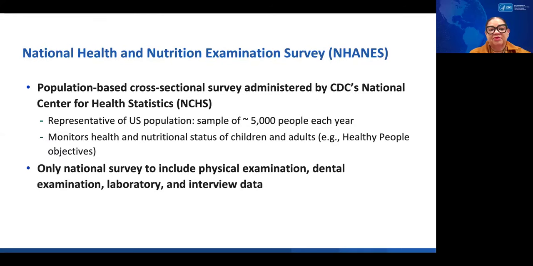Basically, NHANES is a population-based cross-sectional survey administered by CDC's National Center for Health Statistics. It's a representative U.S. population sample of approximately 5,000 people per year. It monitors the health and nutritional status of children and adults, like Healthy People that we just talked about, and the authorizing legislation for why we even have a Healthy People framework. But the one critical thing about NHANES is that it's the only national survey to include a physical examination, a dental examination, laboratory, and interview data. And I'm going to get into more details about some of the other areas that this survey covers over and beyond the oral health component. Next slide.